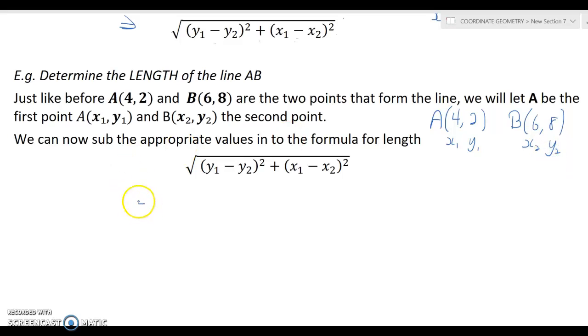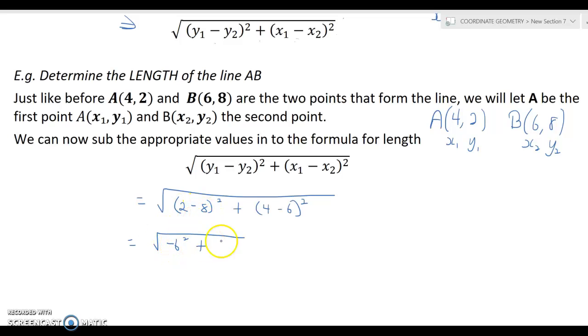Now just substitute into the formula. The square root of y1, which is 2, minus y2, which is 8, in brackets squared, plus x1, which is 4, take away x2, which is 6, squared. And then just simplify from here on. So the square root of minus 2 minus 8 is minus 6 squared, plus 4 minus 2 squared.